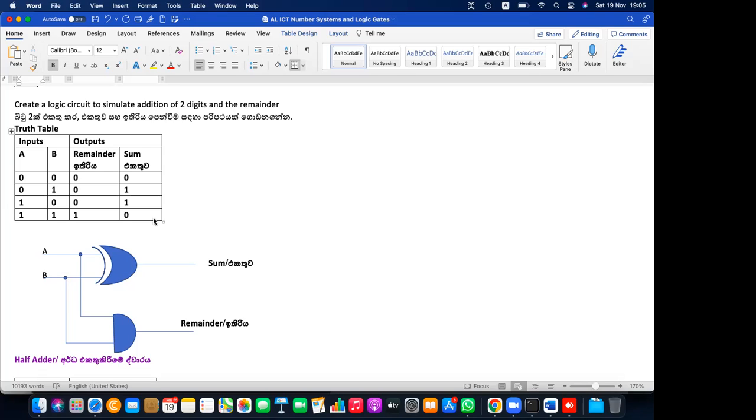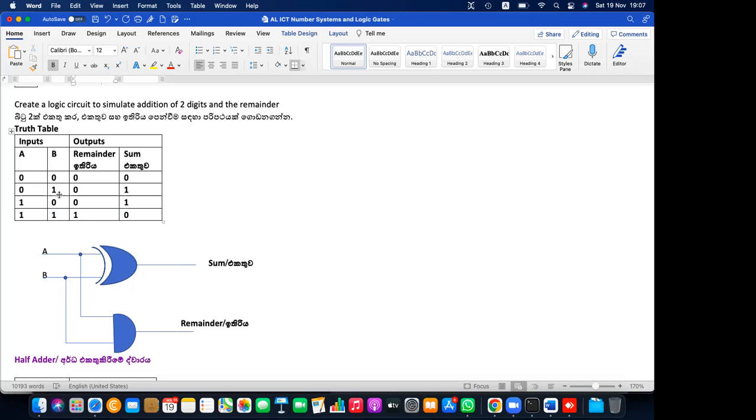Similar method you can apply here also. Actually 1 plus 1 is 2, but 2 you write as 0 remaining 1. That is what is done here. To do that, you can see the remainder can be taken using an AND gate. Because if both are 1, this is 1. This is the nature: if both are 1, it produces 1, that is an AND gate. So that is giving the remainder.